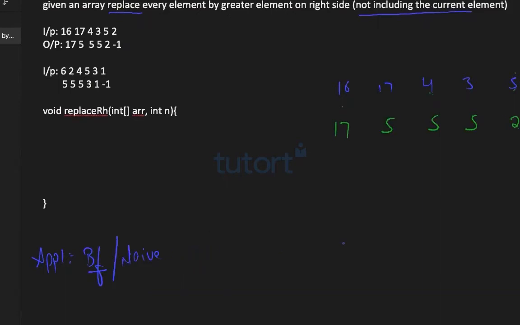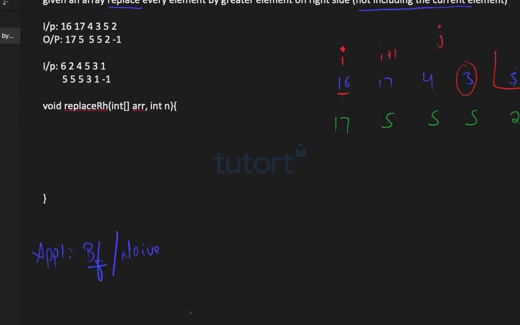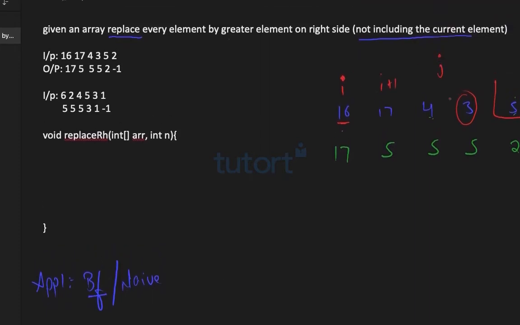Now, as I explained to you guys, for every element you have to look into the right hand side and see what is the maximum element you will get. So the brute force approach is, I can start from the first element, let it be i. Then I will go through all the other elements with j, which will be traveling from i plus 1 to n minus 1, and see what is the maximum element. So for every current element, I will try to find the maximum element and then replace it. For 16, I will be looking between 17 and 2.